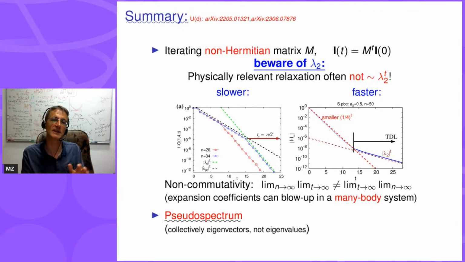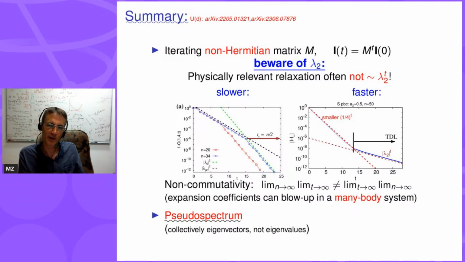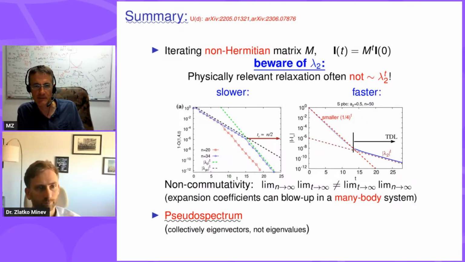Sometimes it can happen, I'm not saying that it happens always, it can happen that the true correct relaxation rate will be either slower or faster than the one given by lambda 2. This comes because the limits n to infinity and time to infinity don't commute. This is actually very often the case in different settings. And the object that you should look at is this pseudo-spectrum. And there is this nice book by Trefethen where you can find more information. So I will stop here and happy to take any questions.